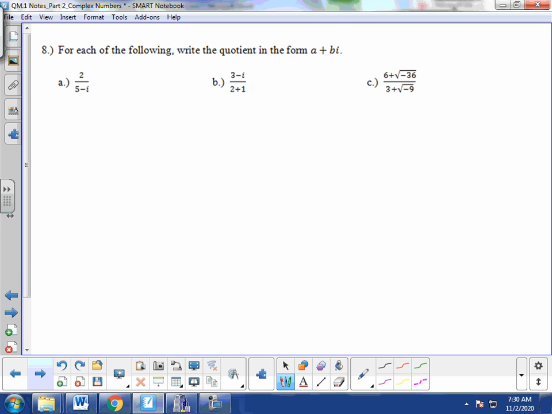Let's take a look at the last problem, problem 8. It says, for each of the following, write the quotient in the form a plus bi. So notice in a, b, and c, we have fractions. And what we want to do is get rid of these fractions. Eventually, that's going to help us to simplify expressions by getting rid of fractions. And so we're going to do this with complex numbers.